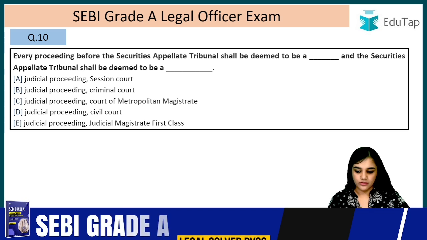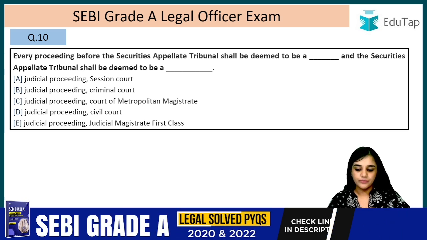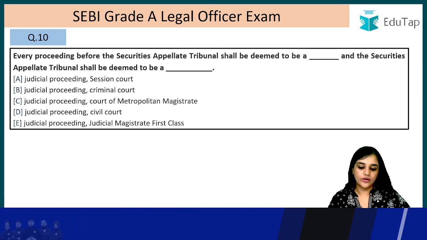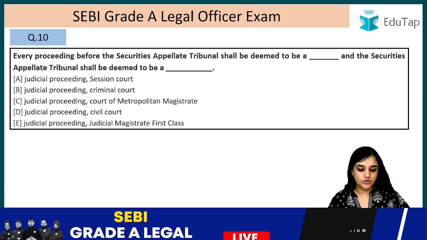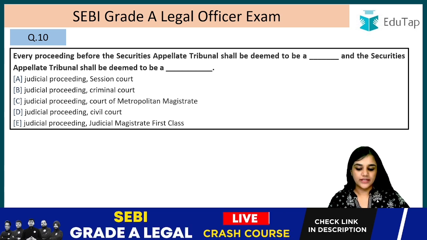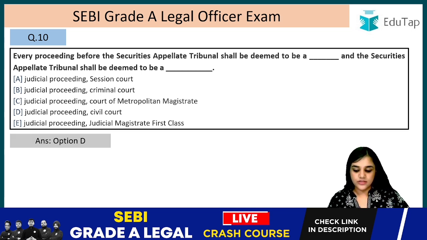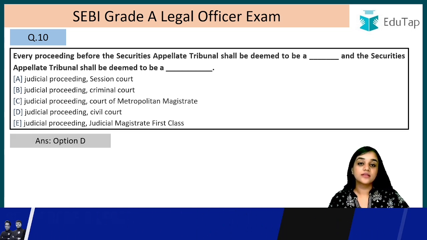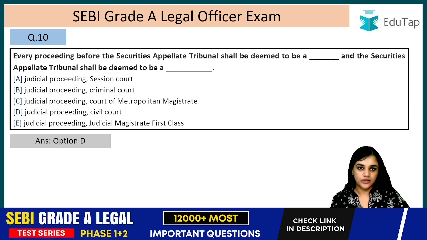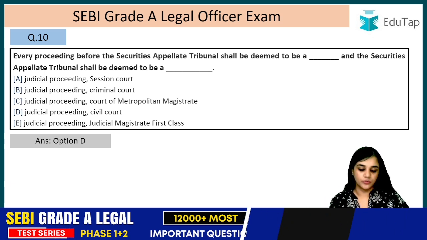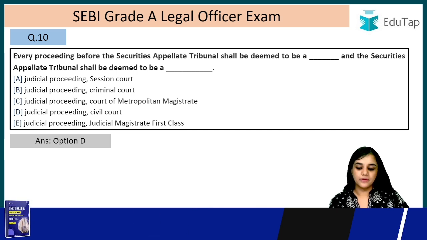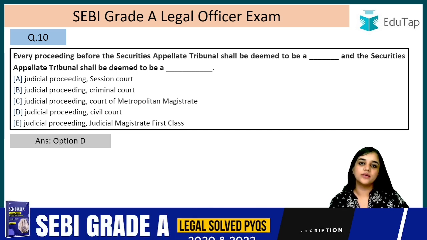Question number 10. Every proceeding before the Securities Appellate Tribunal shall be deemed to be dash, and the Securities Appellate Tribunal shall be deemed to be dash. The answer is option D, judicial proceedings and civil court. Let's read the question again, then it will be clear to you. Every proceeding before a Securities Appellate Tribunal shall be deemed to be a judicial proceeding and the Securities Appellate Tribunal shall be deemed to be a civil court.